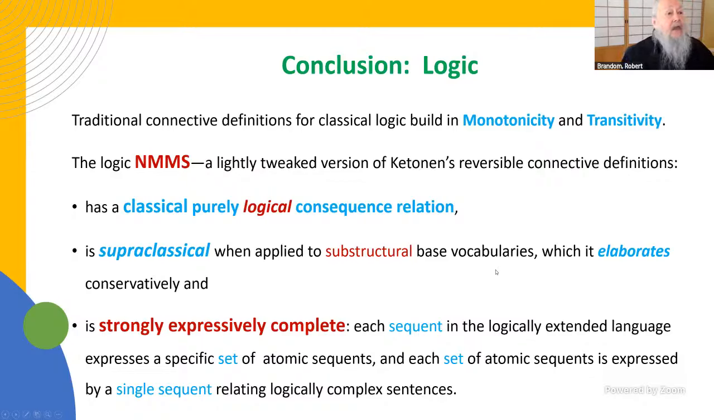And on the side of logic, we found that, well, traditional connective definitions build in monotonicity and transitivity. We can find a logic which has a purely logical consequence relation, is supraclassical when applied to CO compliant bases, but has this very strong expressive completeness result that for every sequent in the logically complex language, we can say exactly which base sequents hold in all and only the bases from which NMS will elaborate that conclusion as a good implication, and vice versa.